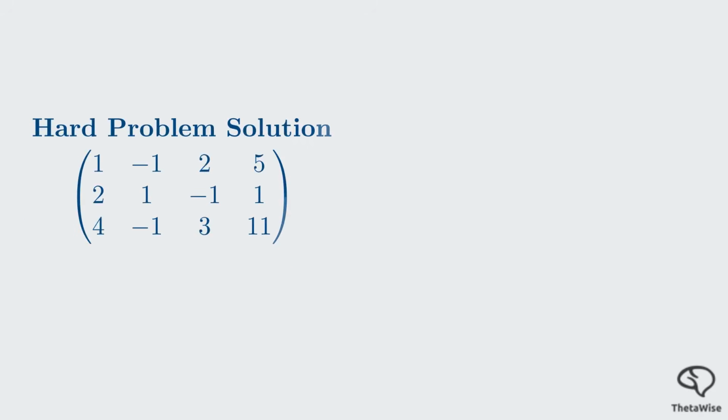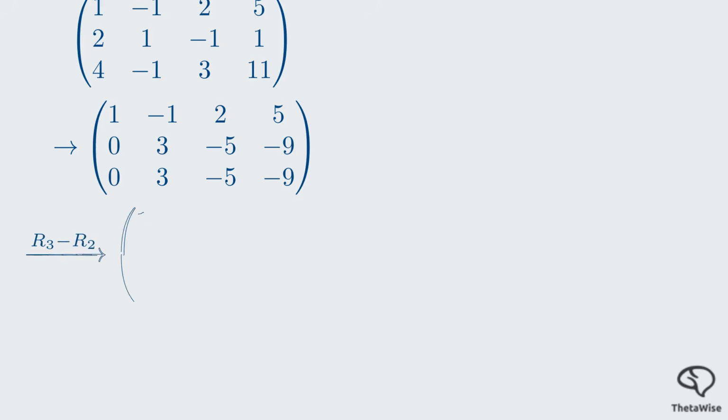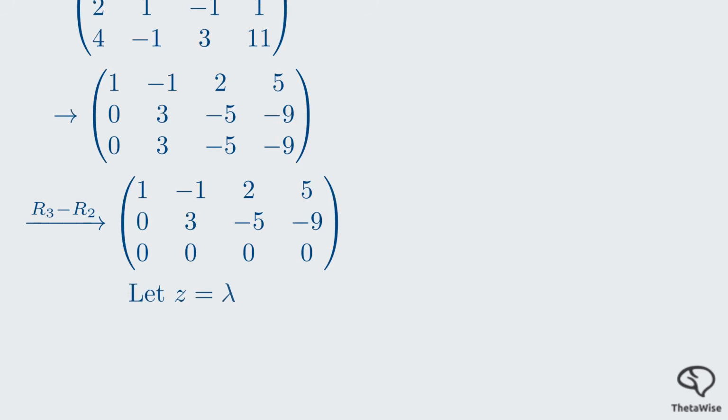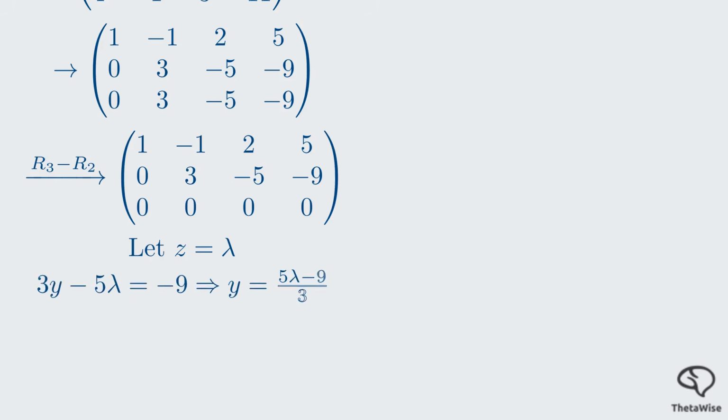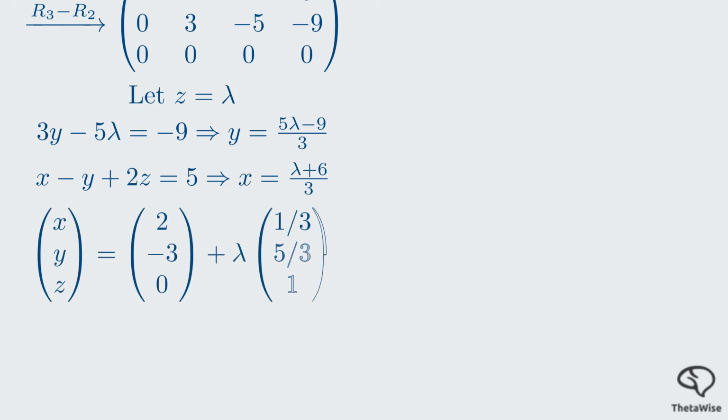Finally, the hard problem, which involves checking for dependence, reducing the matrix gives 2 identical rows. R3 minus R2 produces a row of zeros, indicating infinite solutions. Let z equal lambda. From R2, 3y minus 5 lambda equals -9, so y equals (5 lambda minus 9) all over 3. From R1, x minus y plus 2z equals 5, substituting gives x equals (lambda plus 6) all over 3. The vector form is the vector xyz equals the constant vector 2, -3, 0, plus lambda times the direction vector 1/3, 5/3, 1.